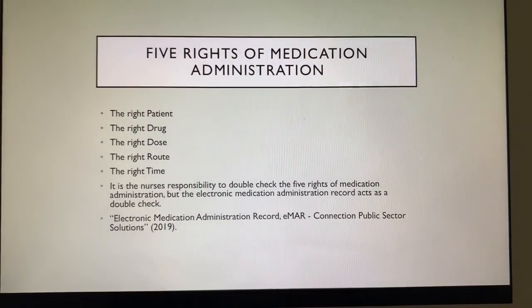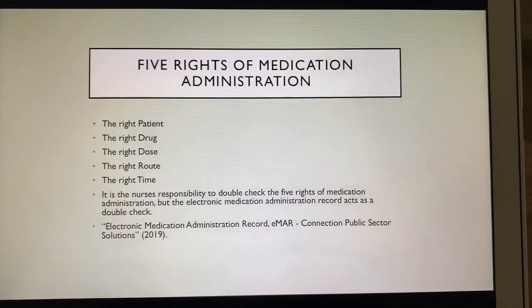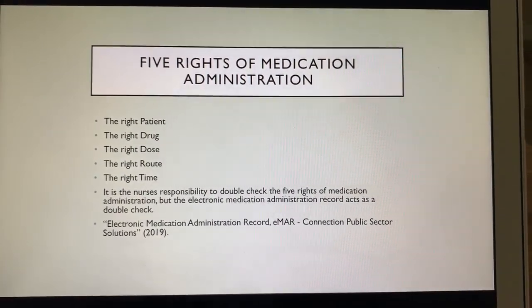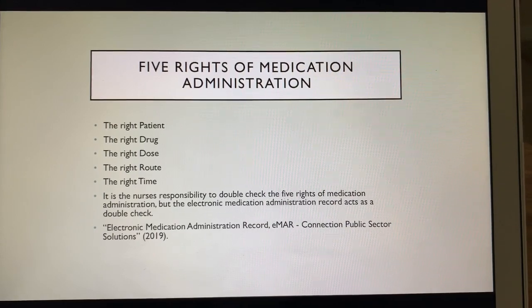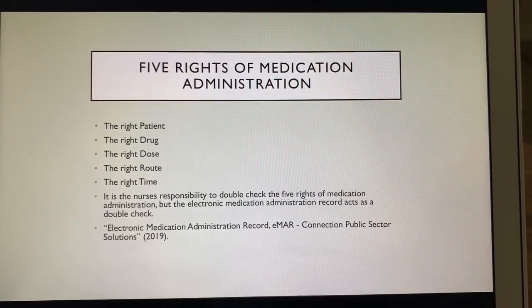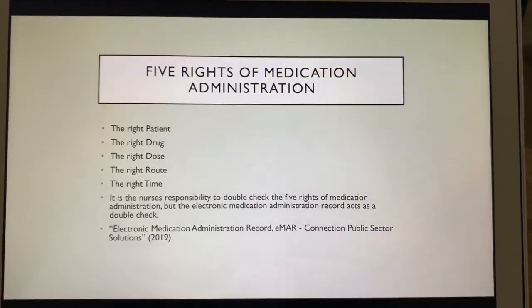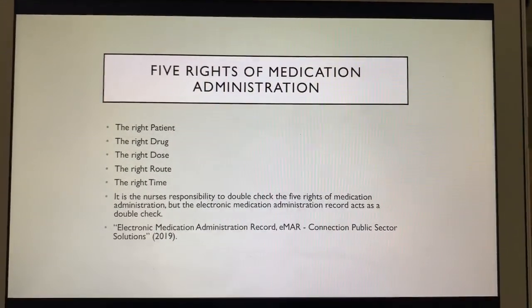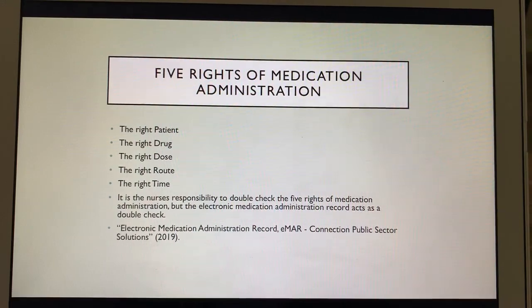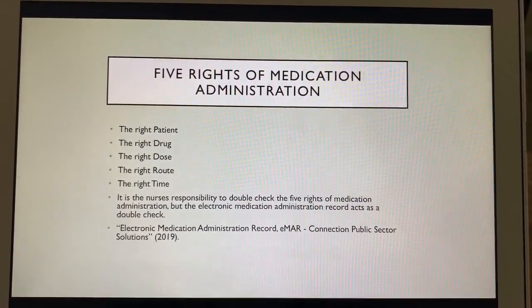So the 5 rights of medication administration are the right patient, the right drug, the right dose, the right route, and the right time. So all of the rights must be entered into the medication order as well. So the doctor has to specify all of those things.